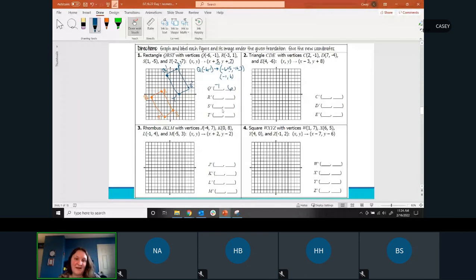So you can graph it and just count the blocks, go right 5, up 7, or you could add 5 to your x value and add 7 to your y value, and get the same thing. I like the counting blocks way, but you can do it the algebra way. That's okay too.